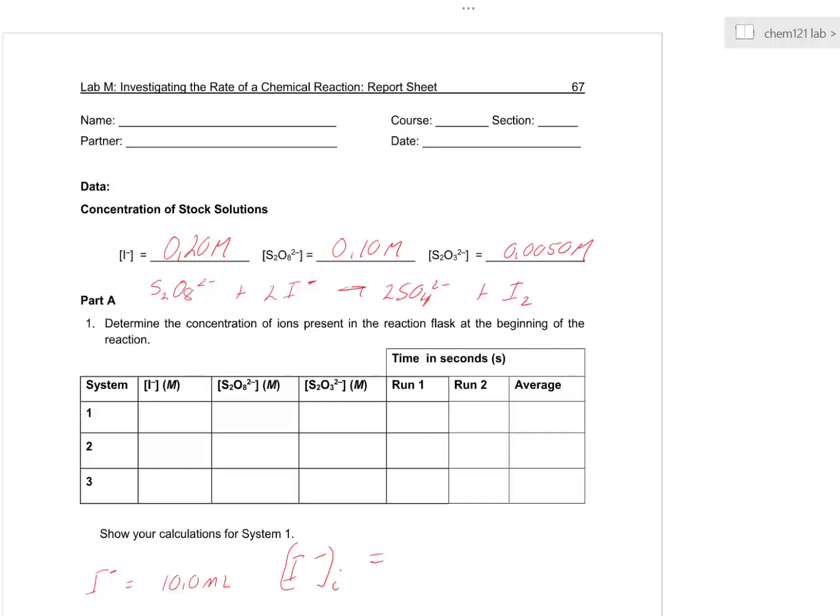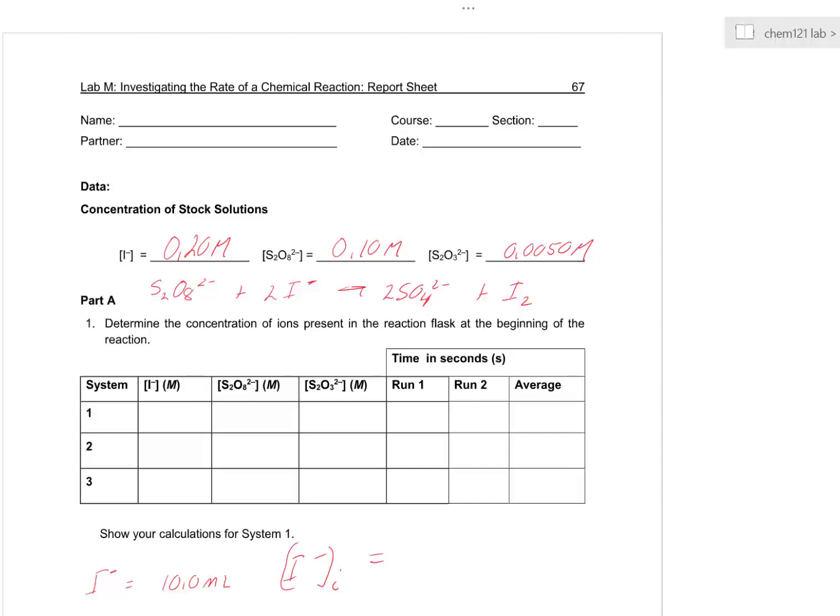At the top of page 67, you can see that I have shown the concentration of the stock solutions for the iodide, for the persulfate, and for the thiosulfate. I've also included the main reaction that we're looking at, reaction 1, which shows persulfate reacting with 2 moles of iodide to form the products, including iodine.